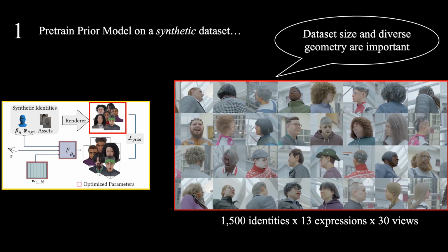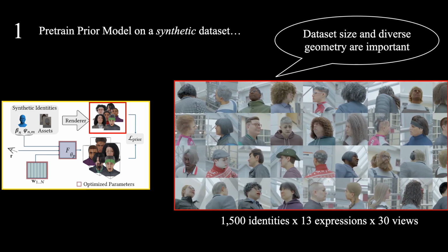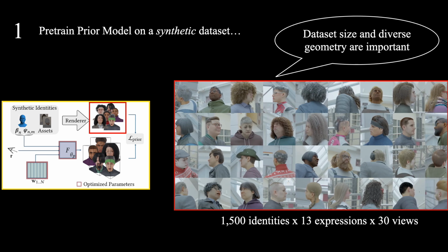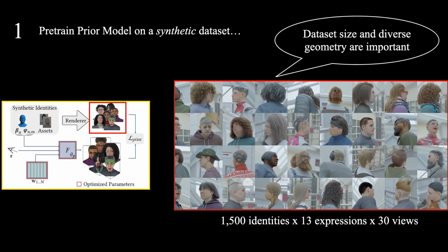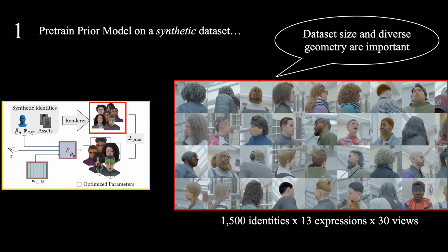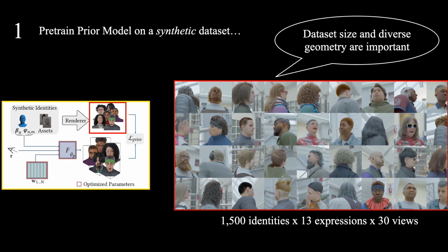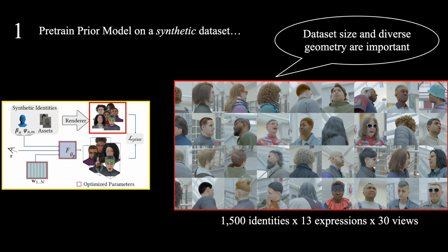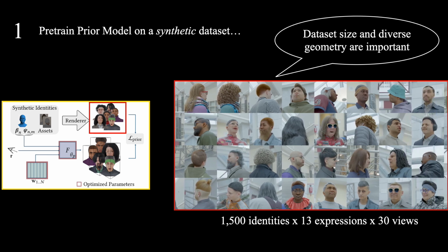What we find is that for this dataset, size matters and also diversity in terms of geometry. So we need to put in as many assets and different facial shapes as possible. What is not important at all is diversity in terms of appearance or lighting.